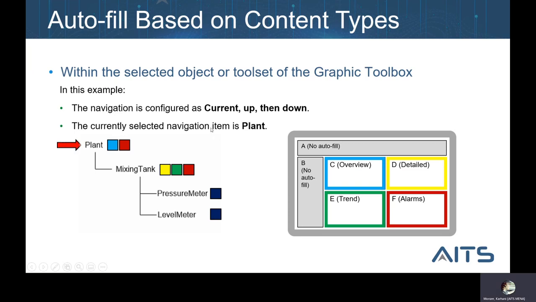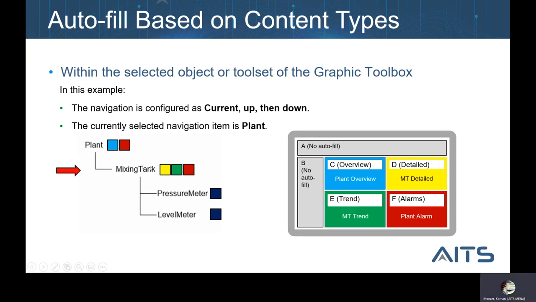Another scenario, but this time I'm clicking on plant. Once I click on plant, plant is the current. C will take the overview from plant, and F will take the alarms from plant as well. No more up, so I will start to search down. The detailed pan will take it from mixing tank, and pan E, the trend, will be taken from mixing tank as well.